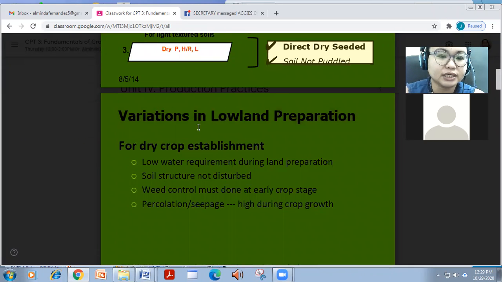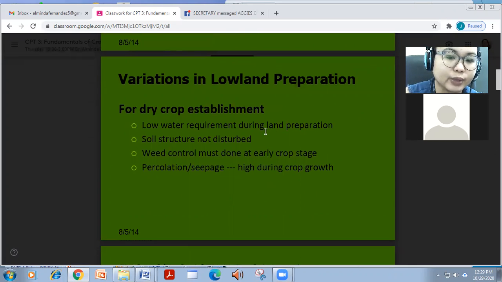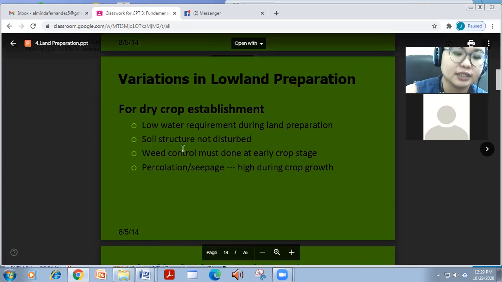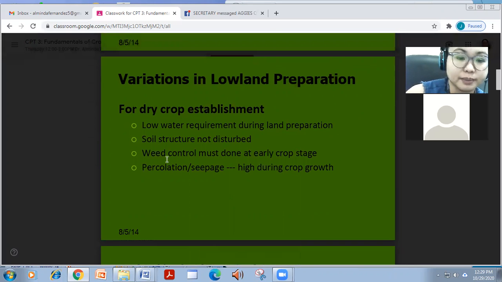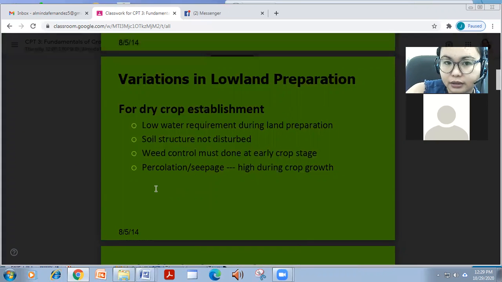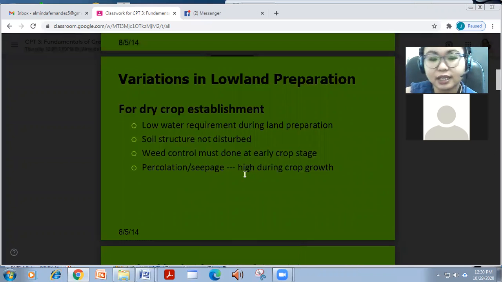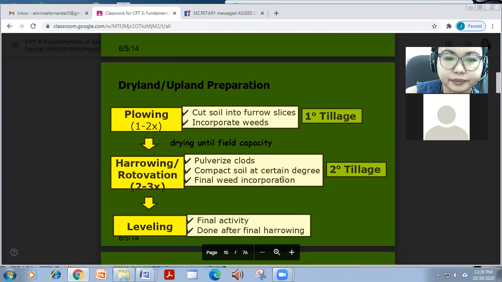So another variation in the lowland preparation for dry crop establishment is that low ang water requirement during land preparation. Soil structure is not disturbed. Weed control must be done at early crop stage. And percolation, meaning the direction of water, the downward direction of water into the soil, or seepage, which is just the sideward direction of water, are high, both high during crop growth.